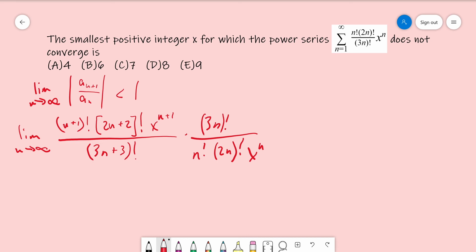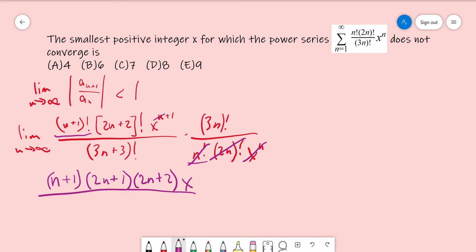Well, let's simplify this. The (n plus 1)! and the n! cancel out except for one term, which is n plus 1. The (2n plus 2)! and the (2n)! cancel out except for a term which is 2n plus 1 and 2n plus 2. The x to the n and the x to the n plus 1 cancel out and leave us with x. And then in the denominator, the (3n)! and the (3n plus 3)! are going to cancel out except for a 3n plus 1, a 3n plus 2, and a 3n plus 3.